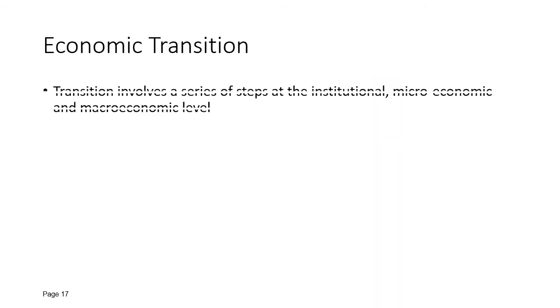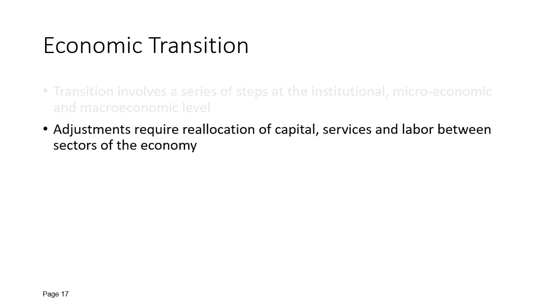Economic transitions are not easy. There are various steps that you need to take in order to make the economic transition successful. So you have to look at it from an institutional point of view. You need to look at it from a micro and a macro point of view. And you also have to do various adjustments in terms of your capital, your services, and labor. You need to be able to reallocate that to sectors that will need it and to allow for the economic transition.